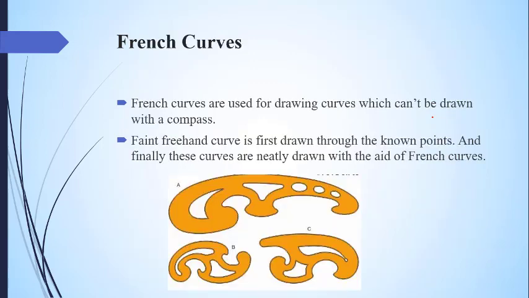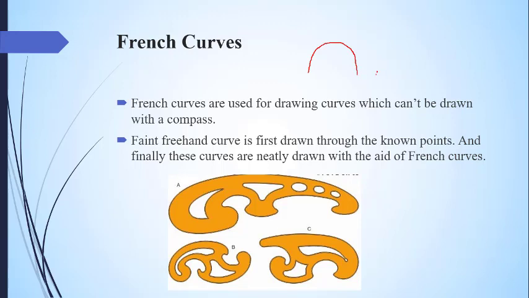French curves are used for drawing curves which cannot be drawn with a compass. A faint freehand curve is first drawn through the known points, and finally these curves are neatly drawn with the aid of the French curves. It's clear from the statements. Both statements say that where we cannot draw a curve easily with a compass, we use French curves.